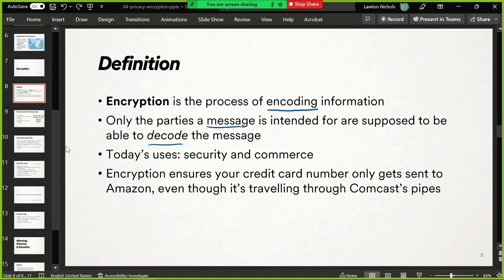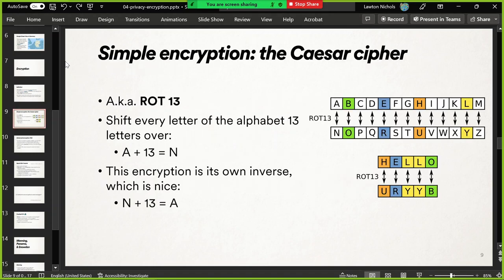That's the idea. So here is the world's simplest encryption scheme, and then we'll talk about a fancier one. It is completely broken, but the Romans used to use it to exchange battle messages or something. It's called the Caesar cipher, also called ROT 13, and ROT is short for rotate by 13. This will be very apparent once I explain it.